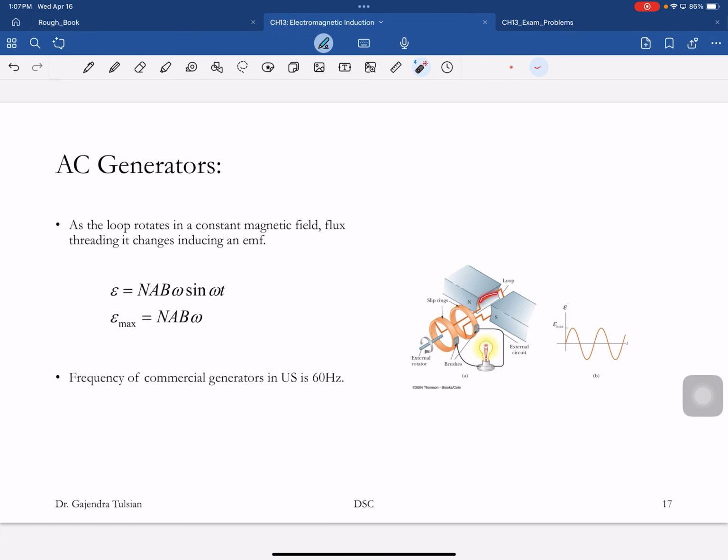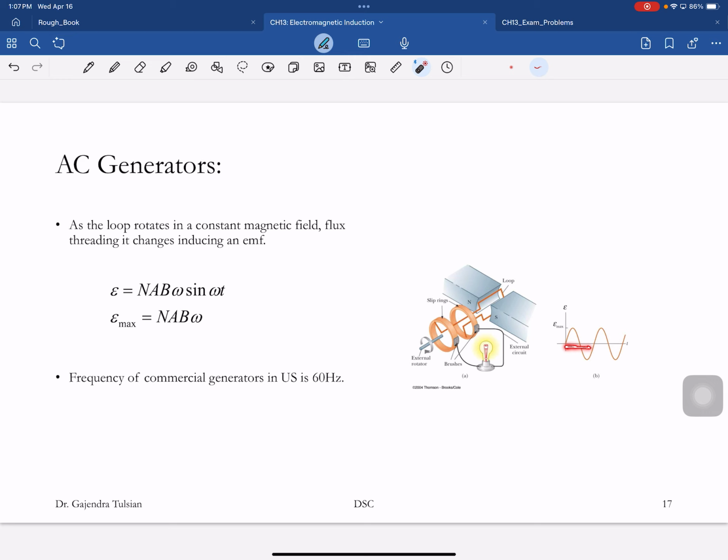If this wire is hooked up to the outside using these slip rings, and here are the brushes, then the output voltage across here is an AC voltage. The amplitude of this voltage is given by that expression. N is the number of turns of coils, A is the area of the loop, B is the magnetic field strength, so the stronger the field, the greater the amplitude. And omega is the angular frequency, how many radians a second you're turning it at.